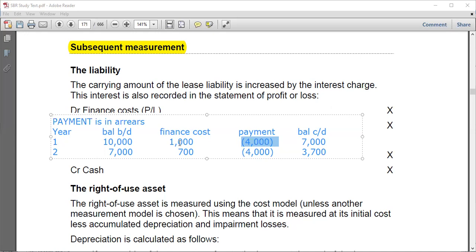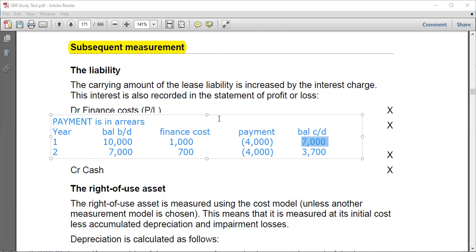Okay, another point to note when dealing with the lease is this. Let's say the question requires you to describe the accounting treatment at the end of year one. At the end of year one, as you see here, we have the closing lease liability of 7,000. But what we usually do is separate the lease liability into its current and non-current components. In the statement of financial position, you would have the non-current liability, but also the current liability. So you need to break it down.